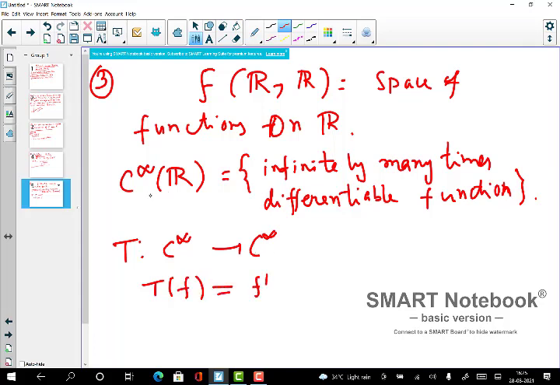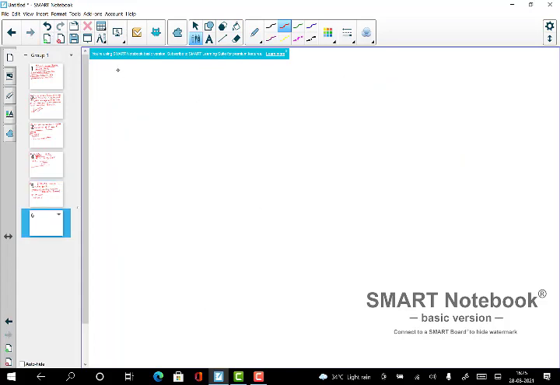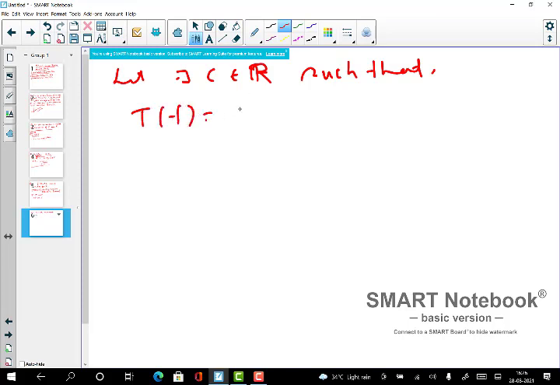All the polynomial functions are here, right? Sine function, cosine function, they are all here, they are infinitely differentiable functions. So suppose you have this operator which sends f to its derivative. Can you check what the eigenvalues and eigenvectors are? Let us see. Suppose there exists a c belonging to R such that T of f equals c of f. But T of f by definition is f dash.